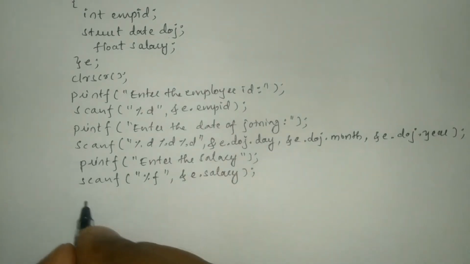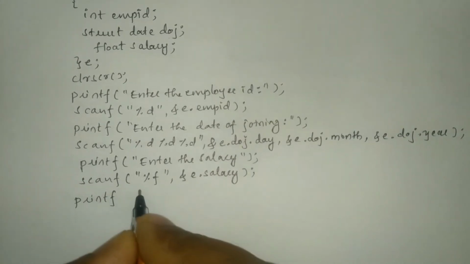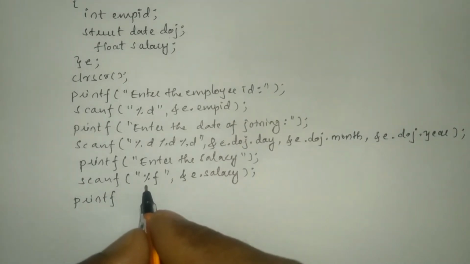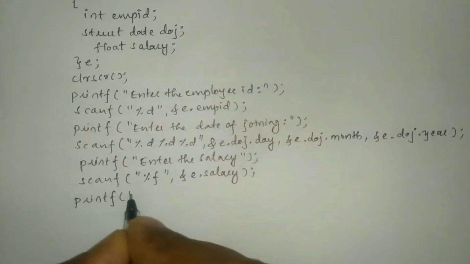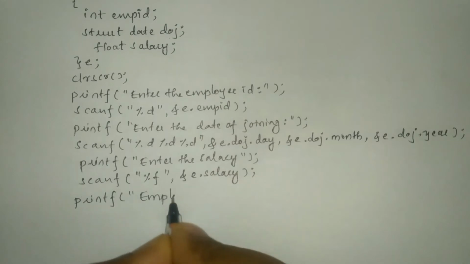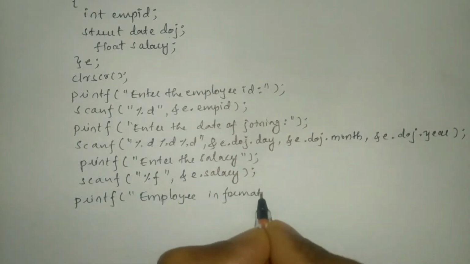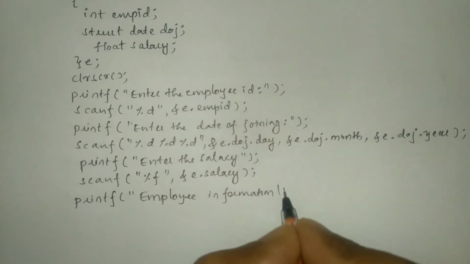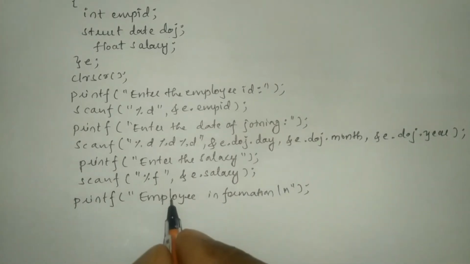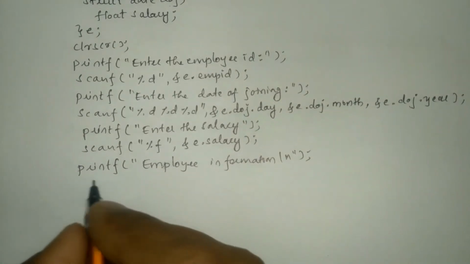Next, whatever we have received, we are going to print the same to the console using the printf statement. Here in double quotation marks, I'm going to write employee information, backslash n and the double quotation mark and put semicolon. Now we will write printf.